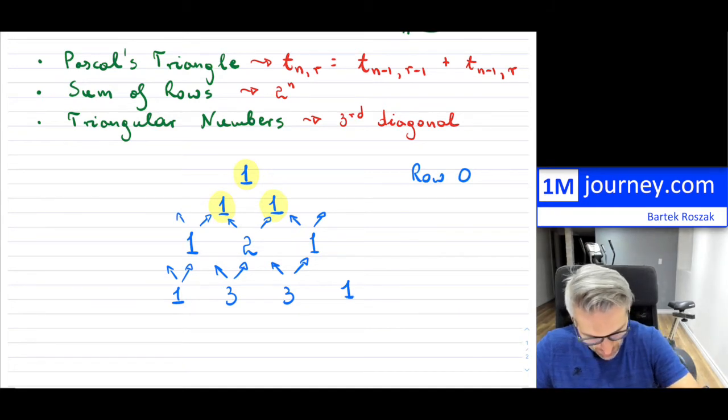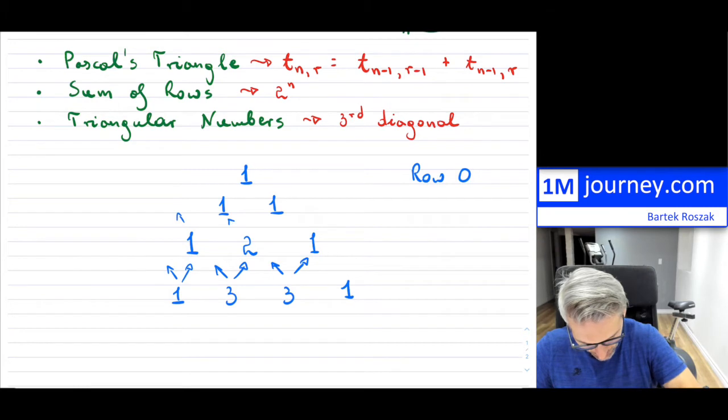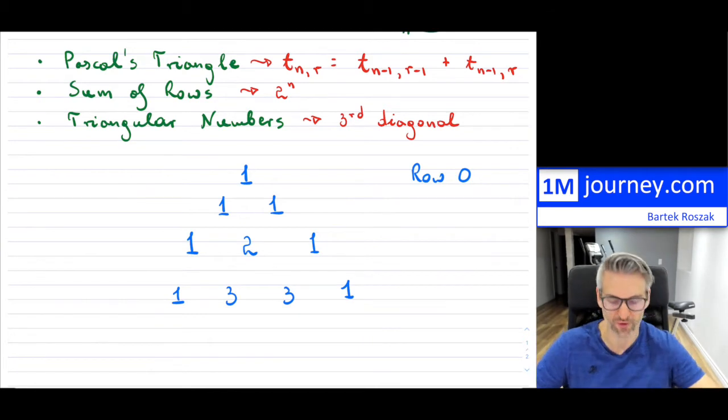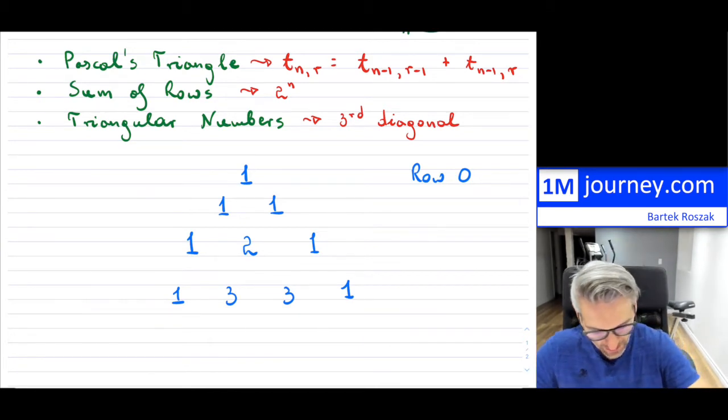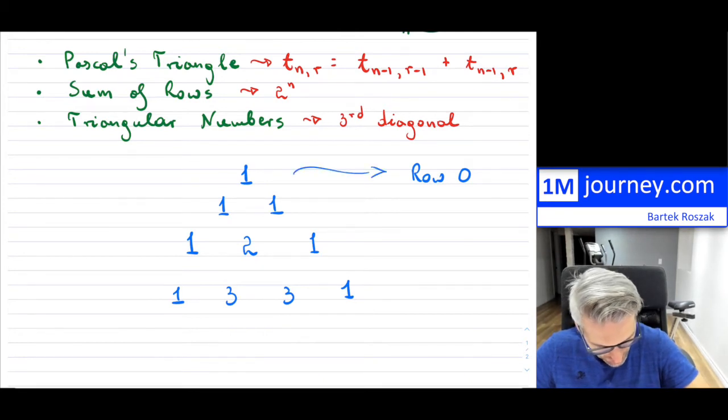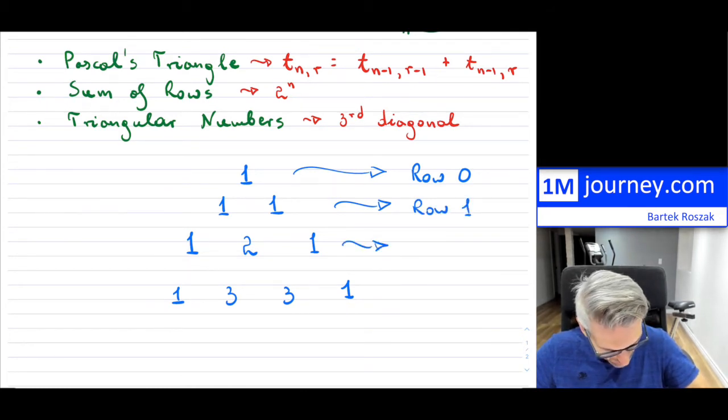Now I'm going to remove these arrows so that they're gone, so we don't have to worry about that. That's something that you've seen in grade 11 in that video that I was referring to. Now, this right here is known as row 0. This right here is known as row number 1, and this right here would be row number 2, and then so on.